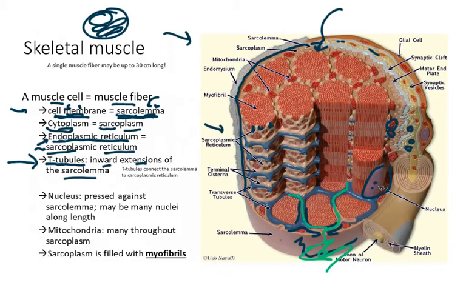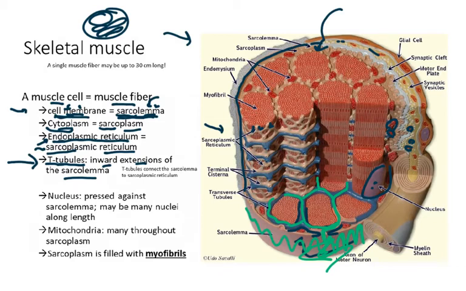So this is going to be important when we talk about the action potential, because we're going to talk about muscle cells having an action potential, and just like with neurons, that action potential is going to spread down the cell membrane. However, what's unique for these muscle cells is when the action potential spreads down the cell membrane, it will also be able to spread into these T-tubules. And that's going to be really important.